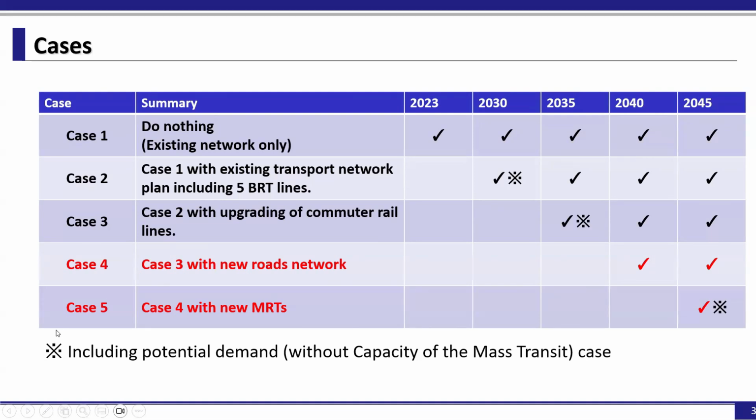Today I won't explain a lot. However, for example, some of the BRT lines are not enough to carry the future passengers. So some of the BRT lines need to be upgraded as so-called urban mass rapid transit lines.